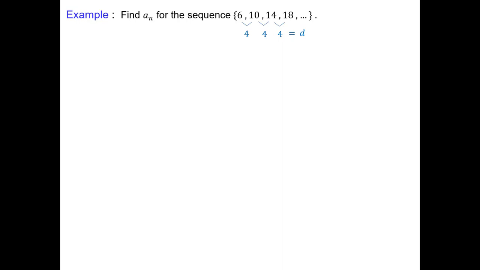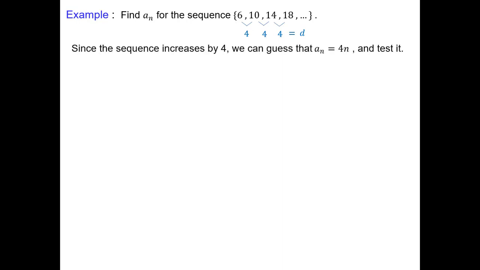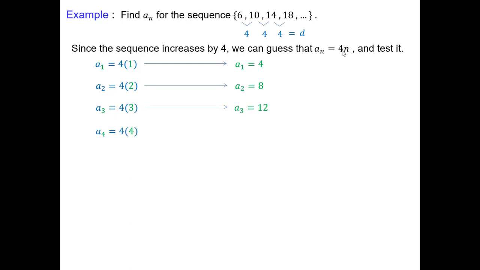So remember that the common difference was the coefficient of n. So why don't we make a guess that a sub n is equal to 4n? And let's just test it, see if that actually works. That would mean that if I plug in 1, I get 4. If I plug in 2, 4 times 2 is 8. If I plug in 3, 4 times 3 is 12. If I plug in 4, 4 times 4 is 16.